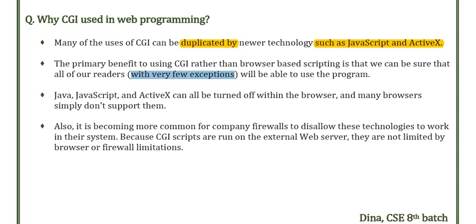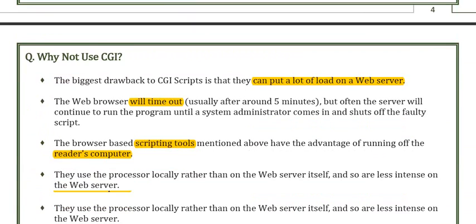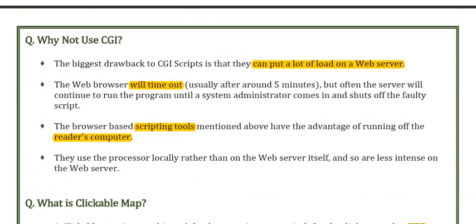Java, JavaScript and ActiveX can all be turned off within the browser, and many browsers simply don't support them. That's why we use CGI. In this section we will see why not to use CGI. They can put a lot of load on your web server. Sometimes a timeout condition will occur, and the browser-based script tools mentioned above have the advantage of running on the readers' computers.